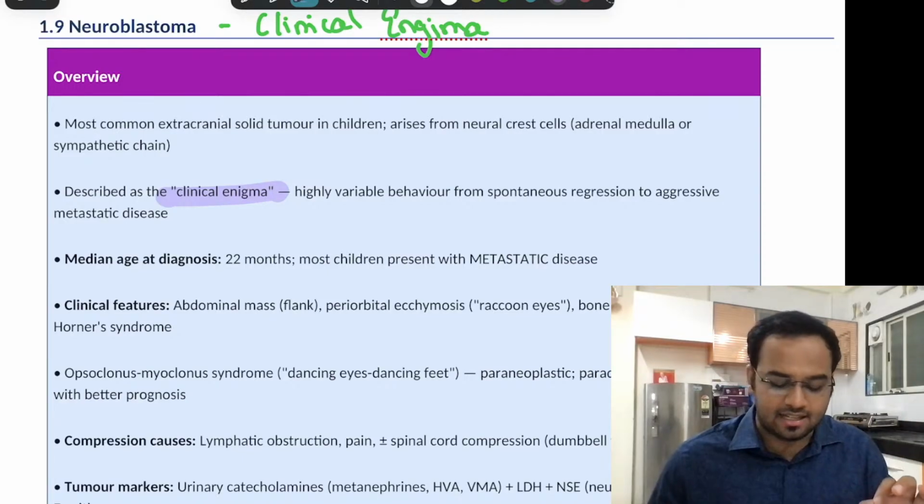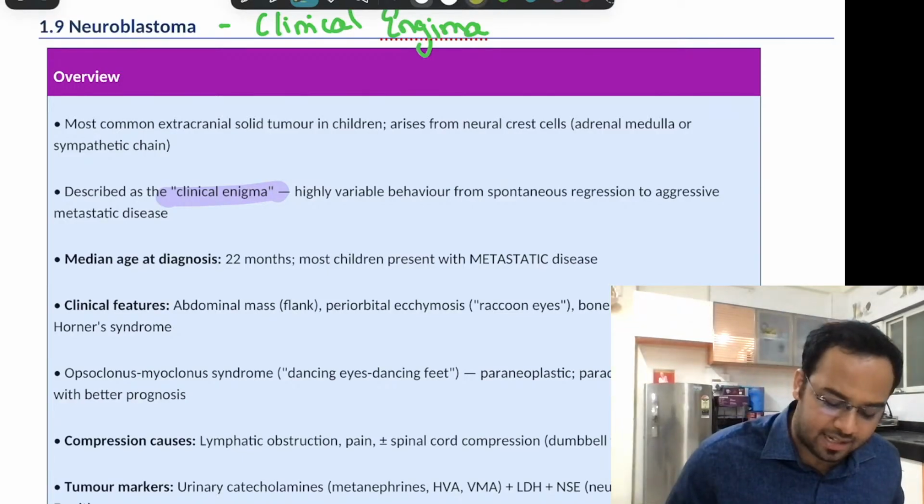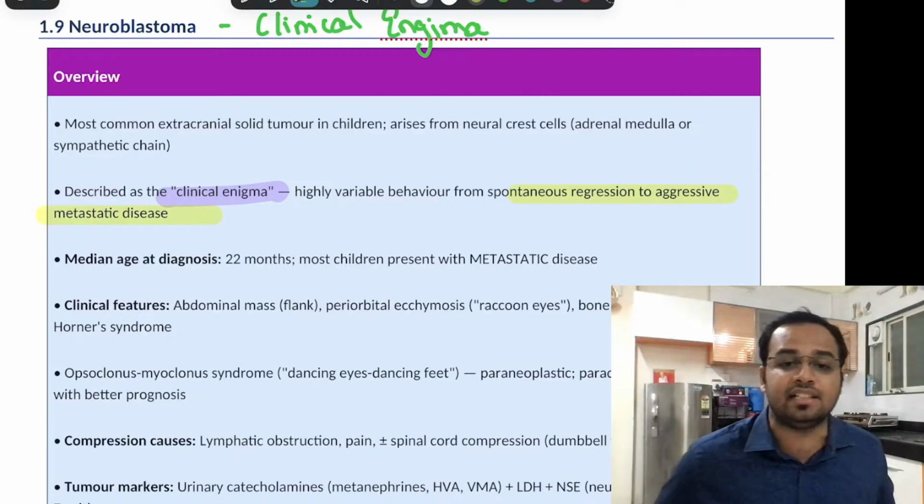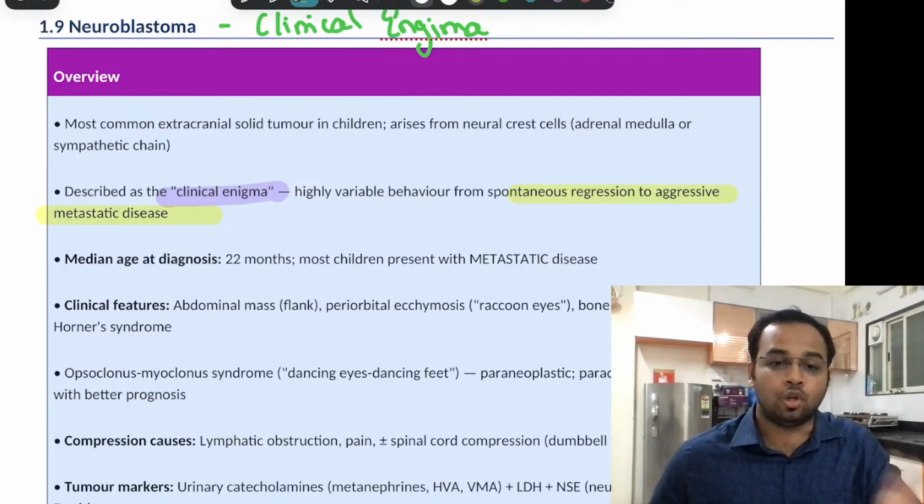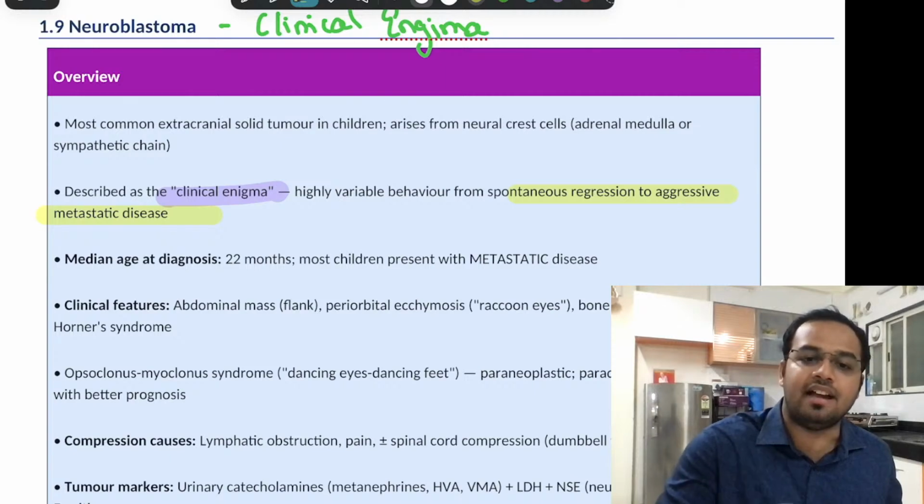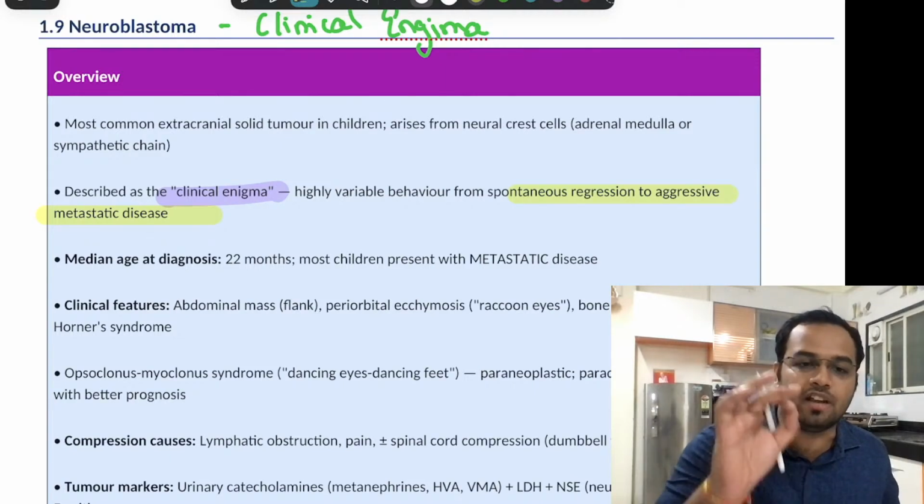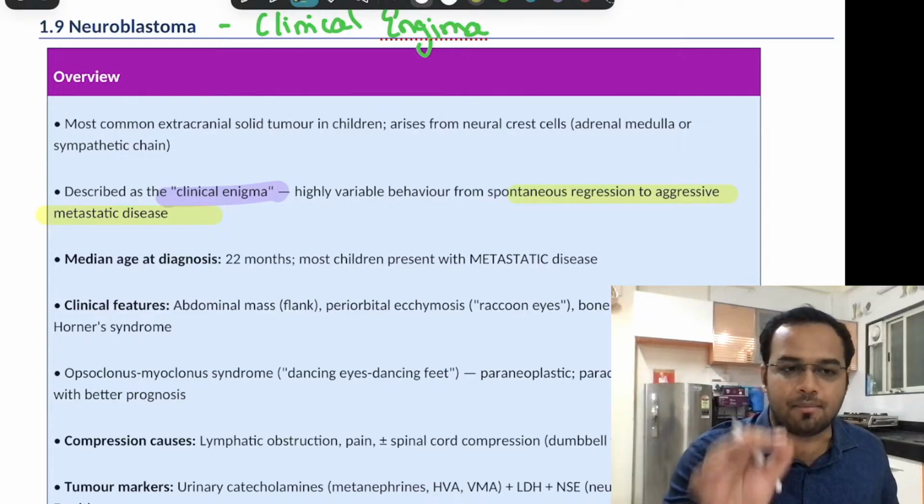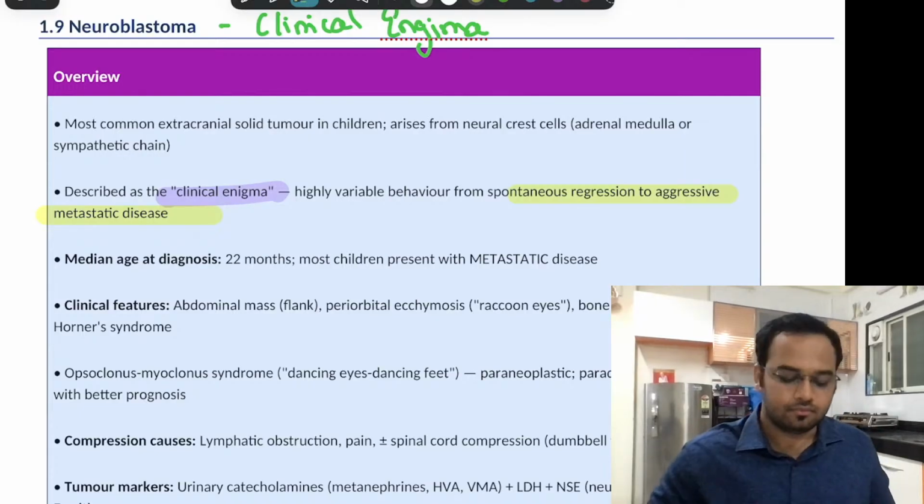So it is a clinical angina. So it might have a spontaneous regression to aggressive metastatic disease within a week's time. तो ट्यूमर का समझता ही नहीं है एग्जैक्टली क्या प्रॉब्लम है. So that is called as a clinical enigma and it is nothing but a nephroblastoma in a child. So whenever a question comes that what is a clinical enigma, which tumor will present as clinical enigma, it is going to be a nephroblastoma. I hope it is clear.